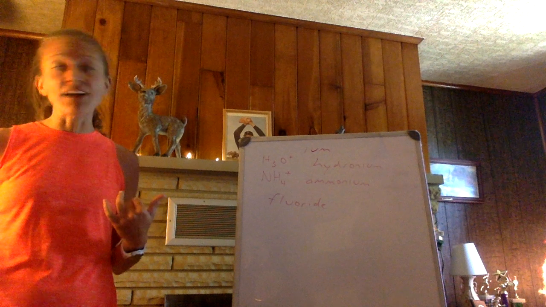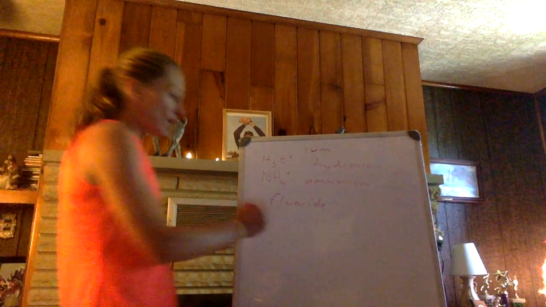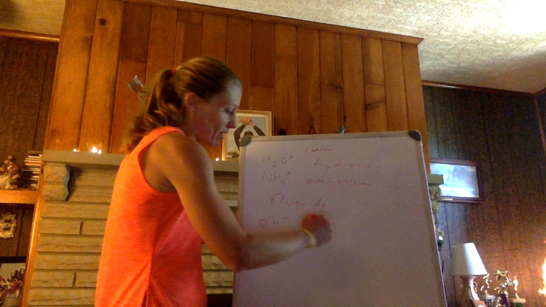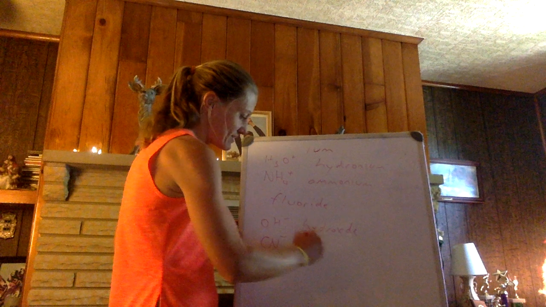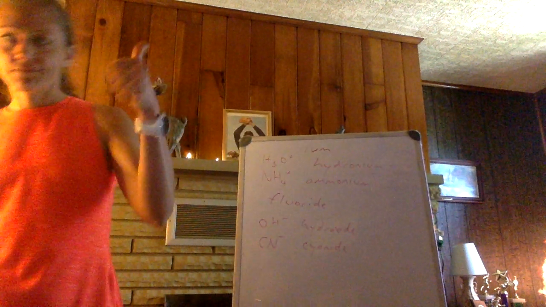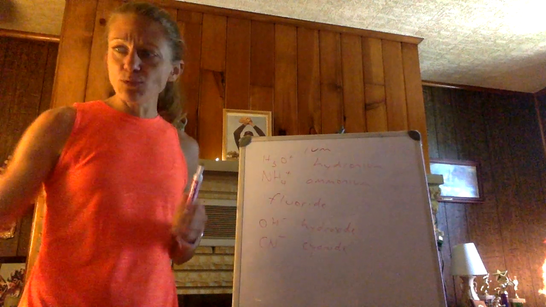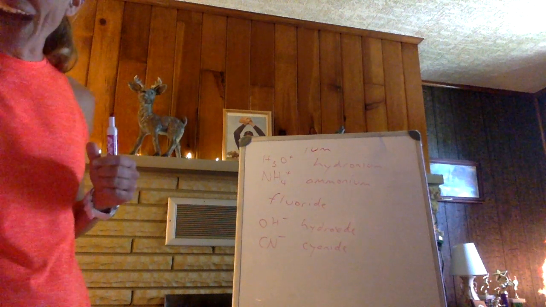Some polyatomic ions also have this IDE ending. OH minus, hydroxide. And this one's cool, CN minus, cyanide. This is the last thing we'll do today, and we will continue the rest of our nomenclature and practice next time through.